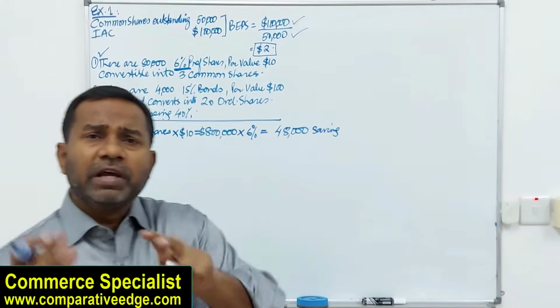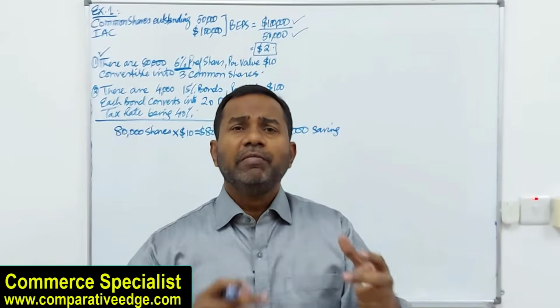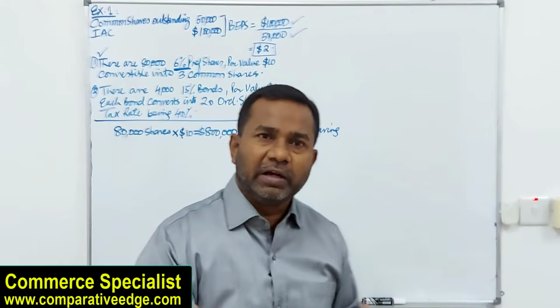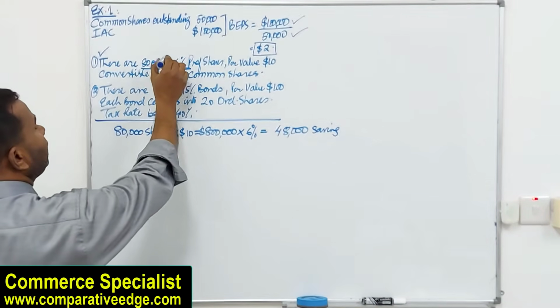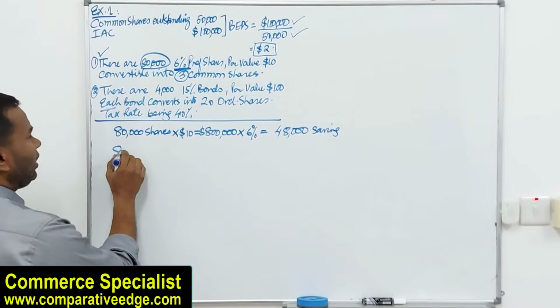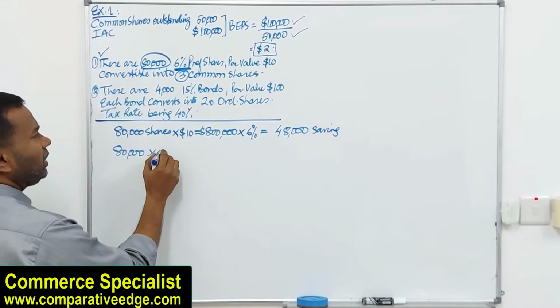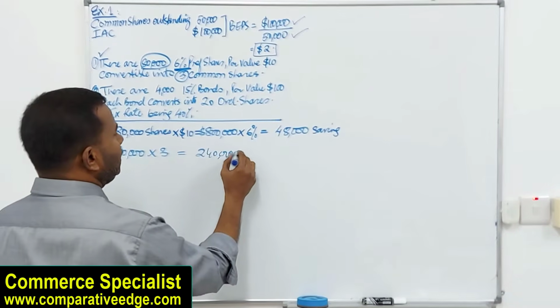Now we are looking at if they convert, how many shares would they convert into? How many new ordinary shares will now be outstanding? So if you look at, it says there are 80,000 preference shares and they convert into 3 ordinary shares each. So 80,000 shares will convert into 3. So there will be 240,000 new shares.